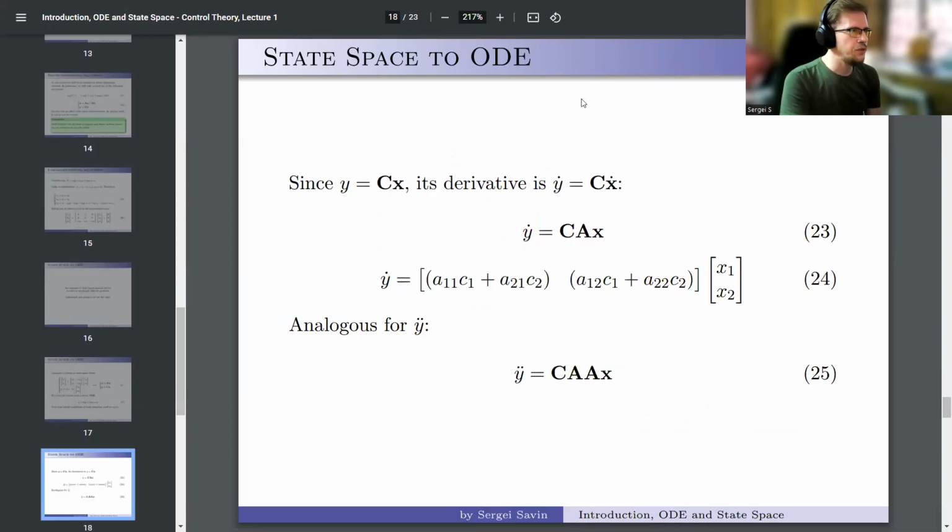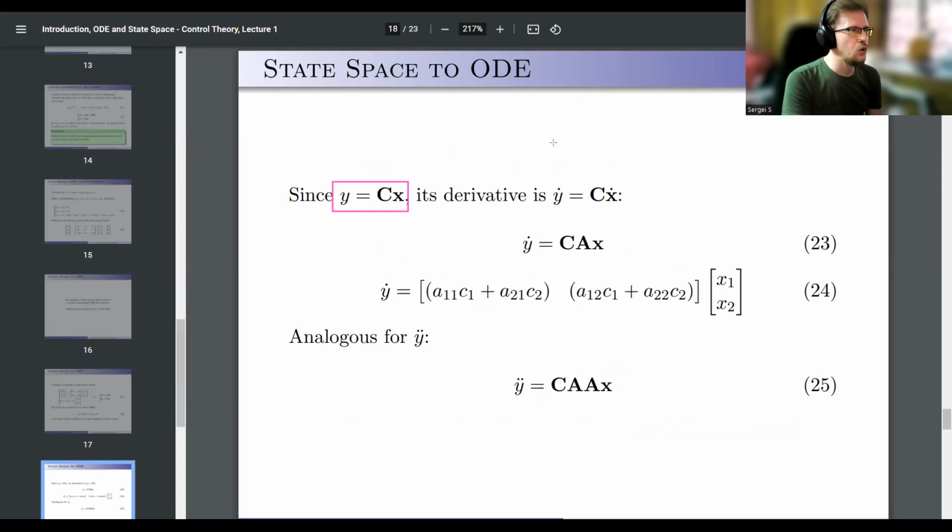So we know what y is. Y is Cx. So y dot will be equal to Cx dot. Since y is Cx, y dot will be Cx dot. But x dot is equal to Ax. So that's why we can rewrite x dot as Ax. And we know that y dot is equal to CAx.